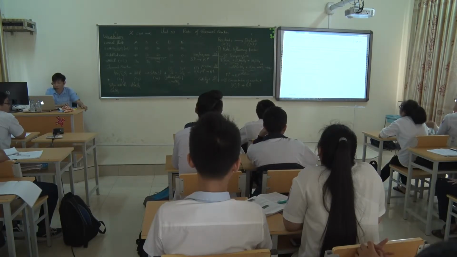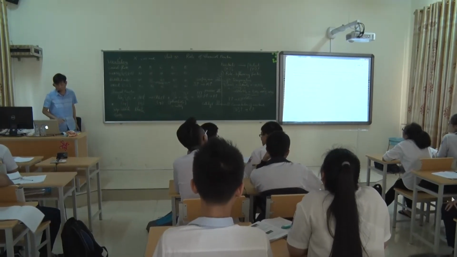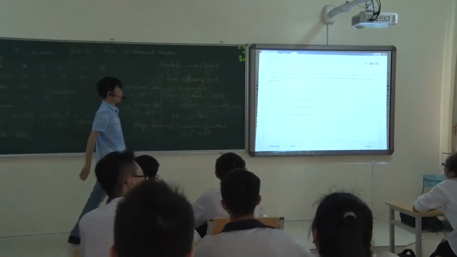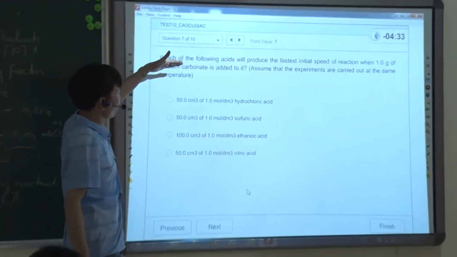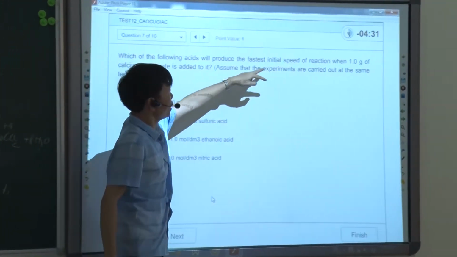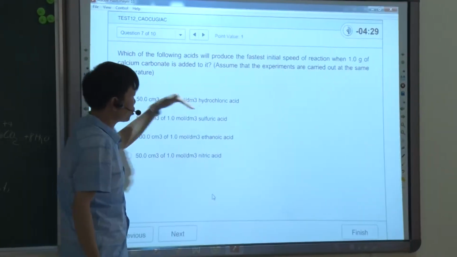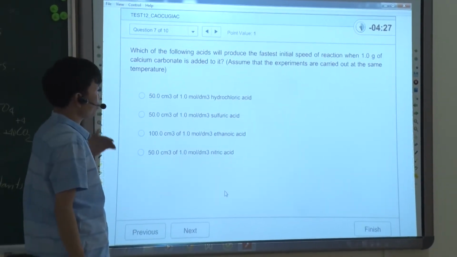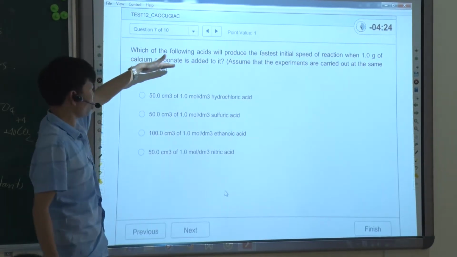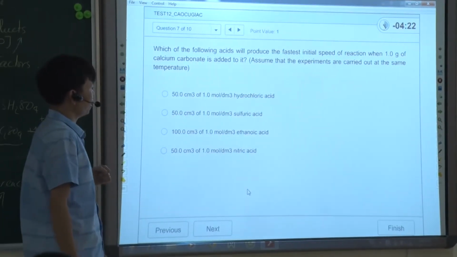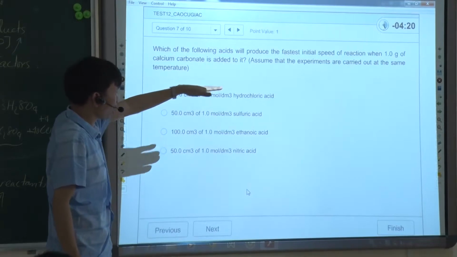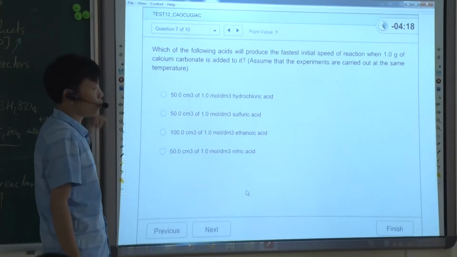Which of the following acids will produce the fastest initial speed of the reaction when 1.0 grams of calcium carbonate is added to it? Assume that the experiments are carried out at the same temperature.